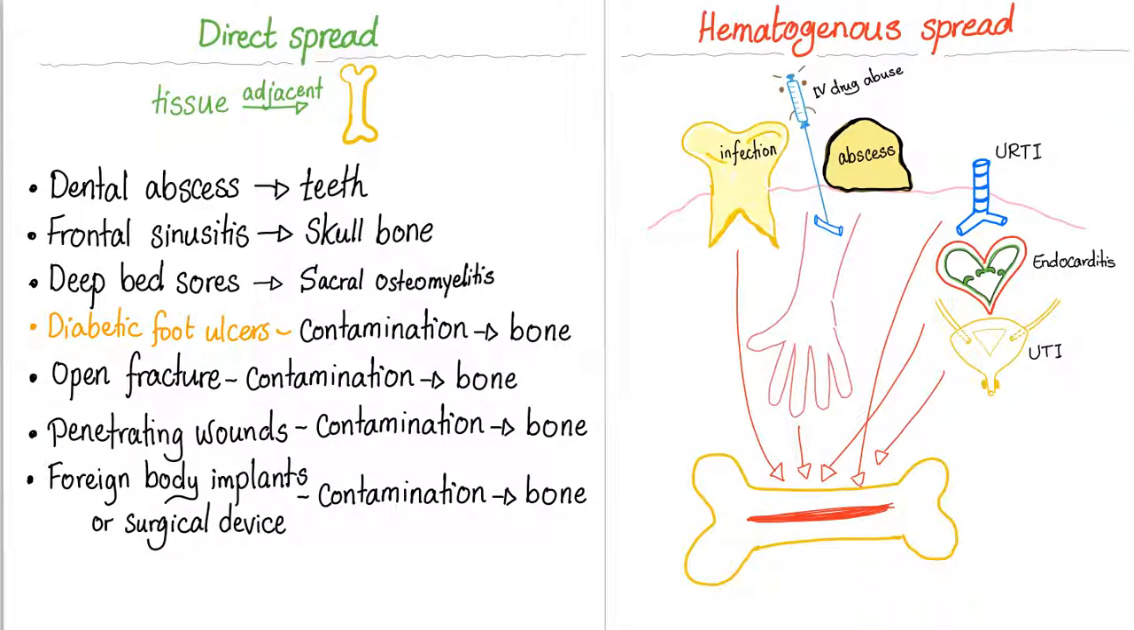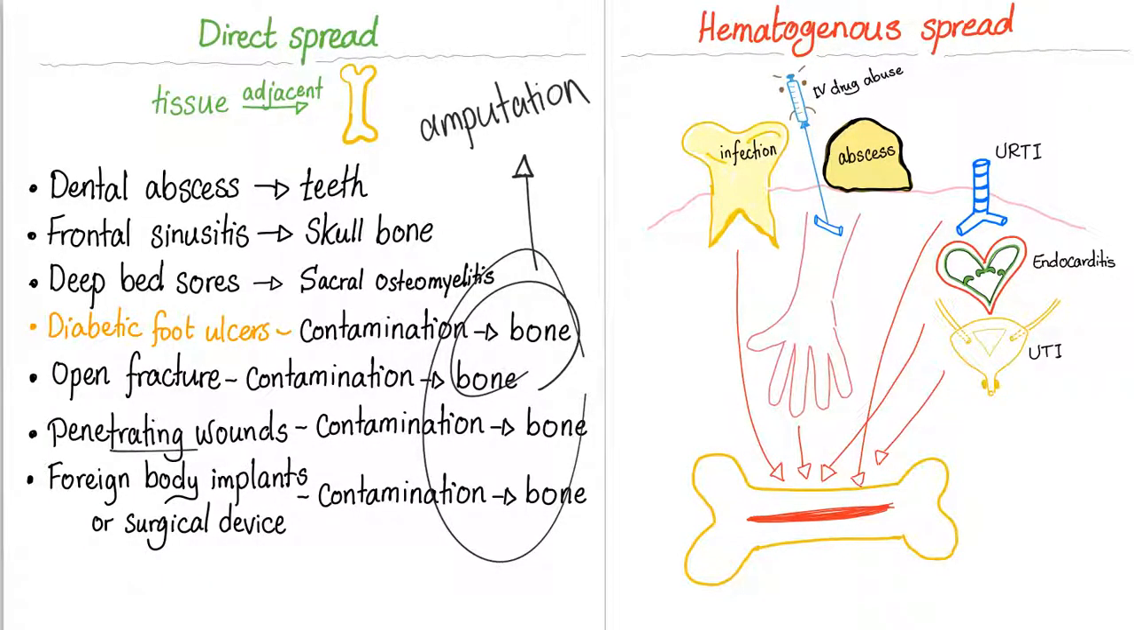Direct, tissue very close to the bone, boom, to the bone, such as dental abscess in the teeth, and the teeth is the bone. Frontal sinusitis to the skull bone, deep bed sores, sacral osteomyelitis, and the sacrum is a bone. Diabetic foot ulcer, infected, contaminated bone. Open fracture, contaminated bone. That's why in all of these cases, if it's too late, we may need to amputate. Penetrating wounds due to trauma or historically in wars. Foreign body implants such as surgical devices, contamination, bone. This is the direct route.